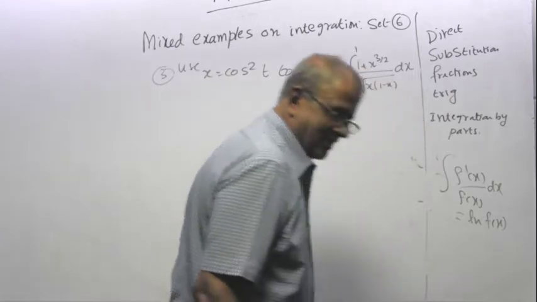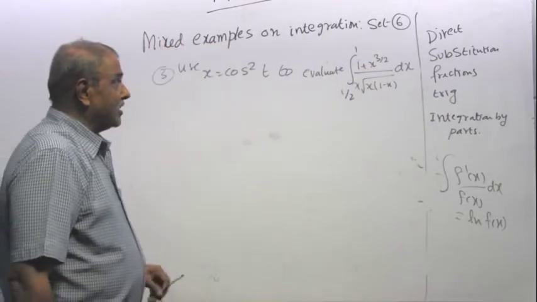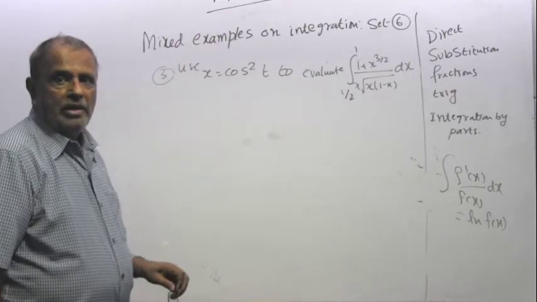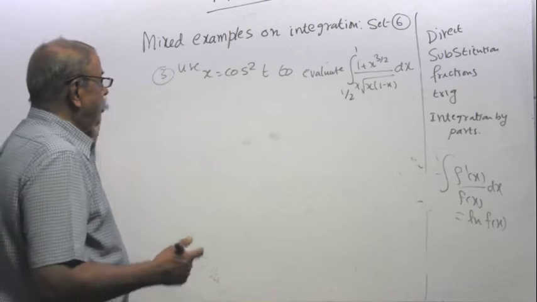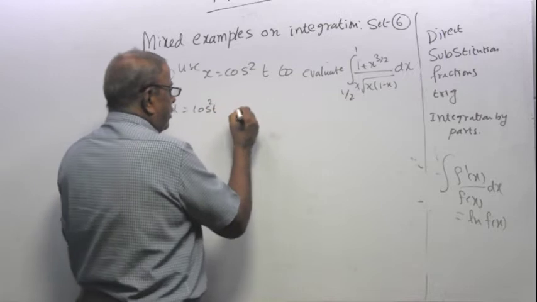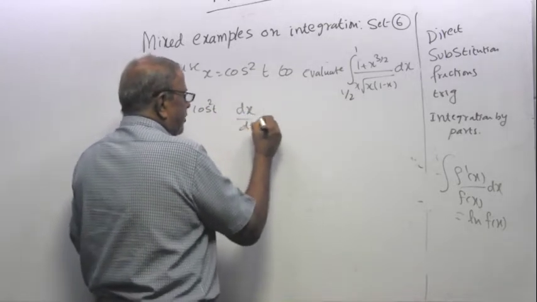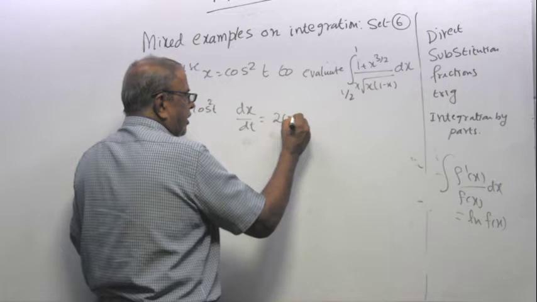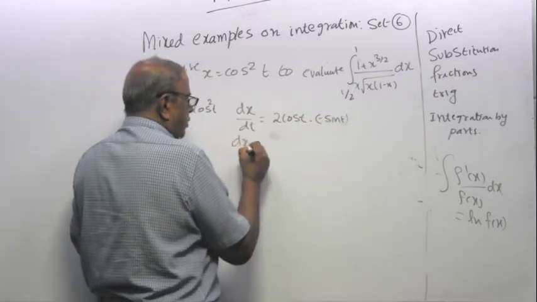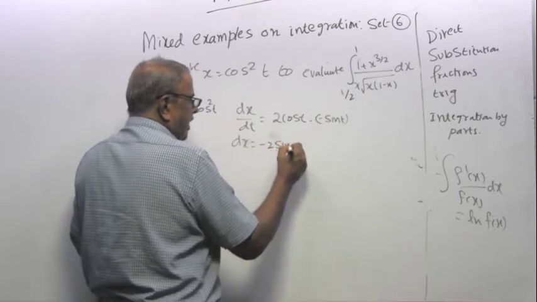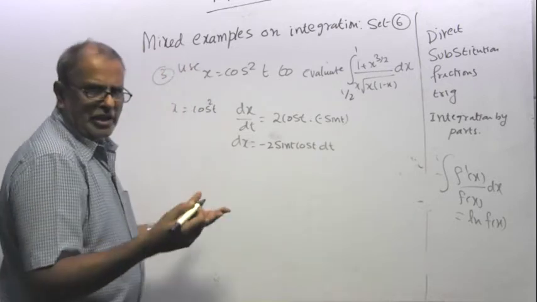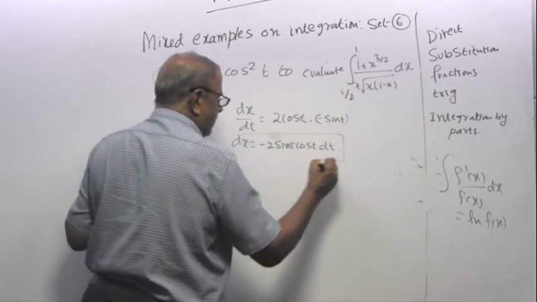Lovely question, isn't it? What I would do in this question is do all the working outside and then put it at one go instead of doing bits and pieces. X is cos squared t. So dx by dt is 2 cos t times minus sin t. So dx equal to minus 2 sin t cos t dt. I could write it as sin 2t, but I don't want to at the moment. So let me leave it there.